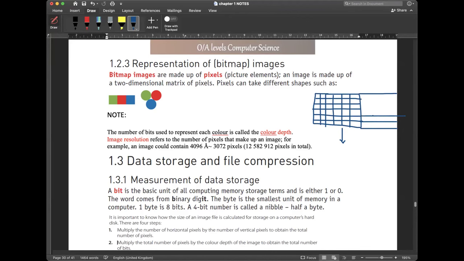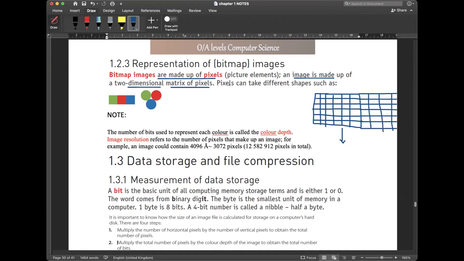So the size of the pixels matters in image quality. Do you get it? Yes. So bitmap images are images made up of pixels. An image is made up of a 2D matrix of pixels. You can see this is 2D, not 3D. What is 2D? Two dimensions.